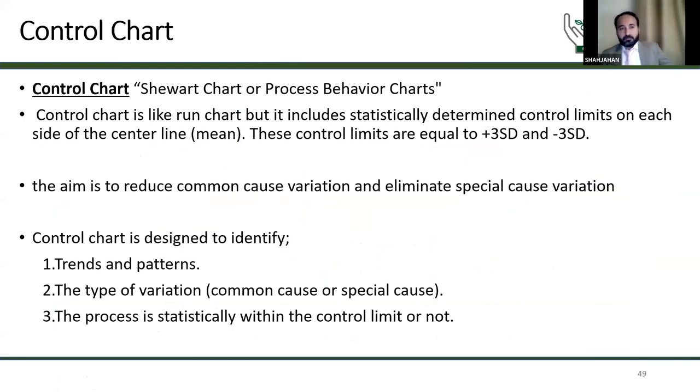Now the control chart is also known as the Shewhart chart or process behavior chart. This terminology is also very important, I told you. A control chart is like a run chart, but it includes specifically determined control limits on each side of the central line. The control limits are plus or minus 3 standard deviations. The aim is to reduce common cause variation and eliminate special cause variation. A control chart is designed to identify trends and patterns, the type of variation, common cause or special cause, or whether the process is within control or not.